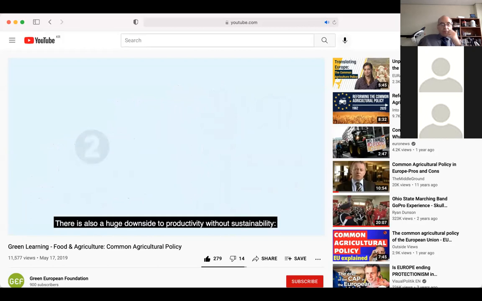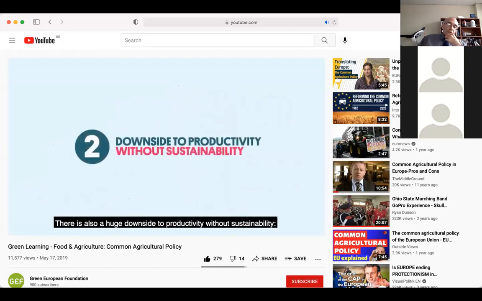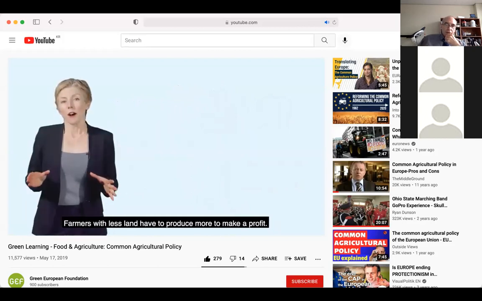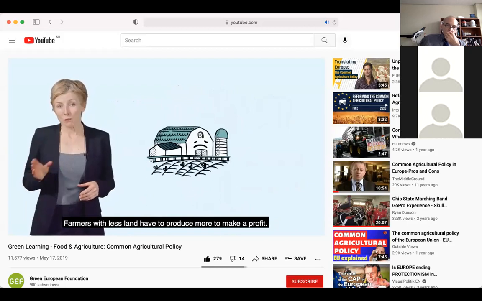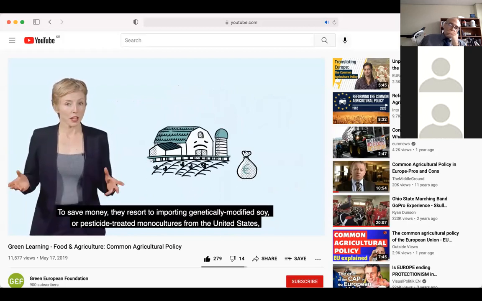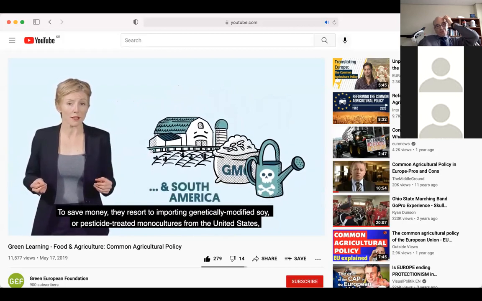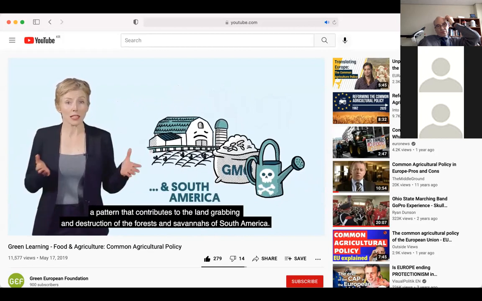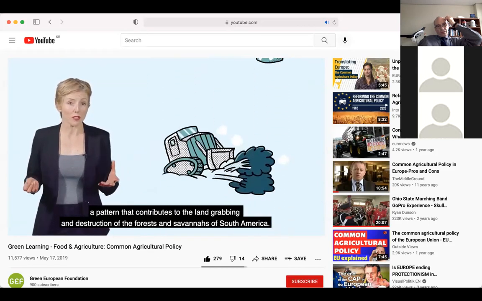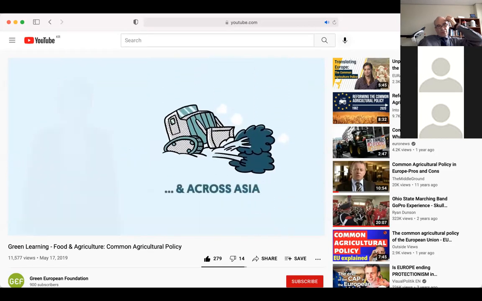There is also a huge downside to productivity without sustainability. Farmers with less land have to produce more to make a profit. To save money, they resort to importing genetically modified soy or pesticide-treated monocultures from the United States, a pattern that contributes to the land grabbing and destruction of forests and savannas of South America.